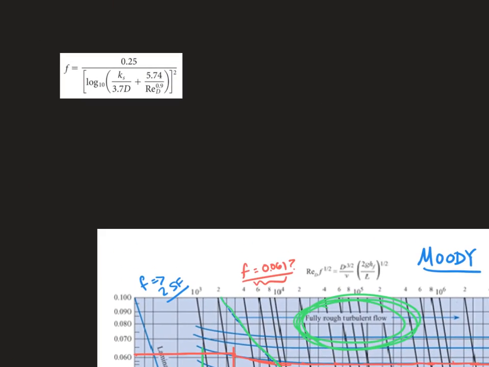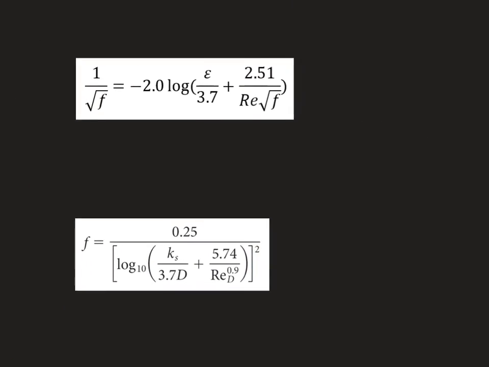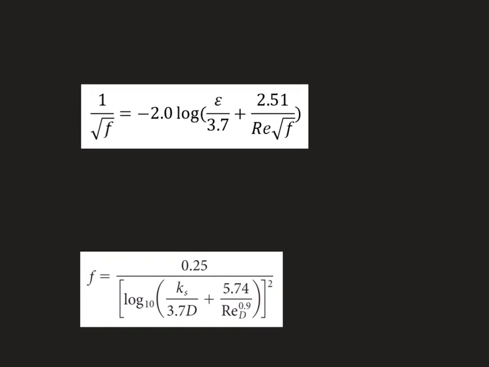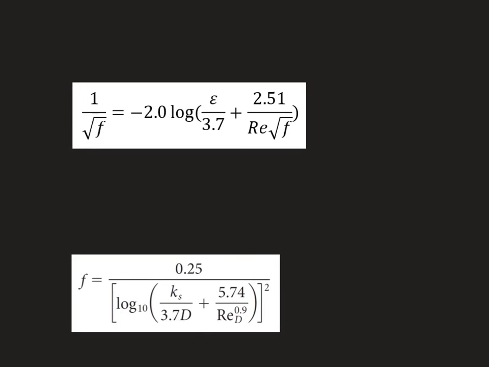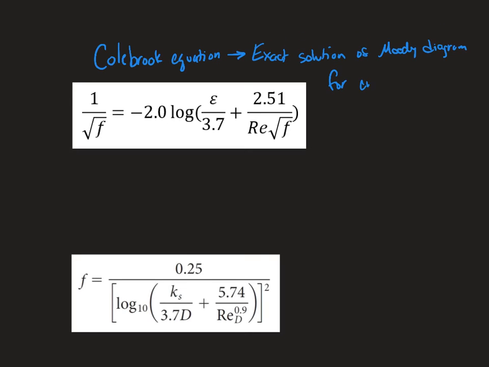So if we zoom over here, I've got two equations up here, and I want you to think about these as I bring them up. This first one is called the Colebrook equation, and you can find these in your textbook. This is the exact solution of the Moody diagram for the entire non-laminar regime.